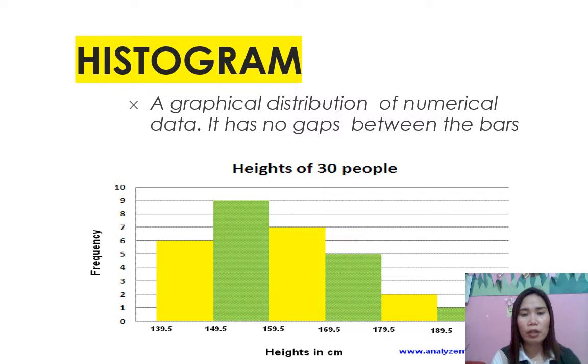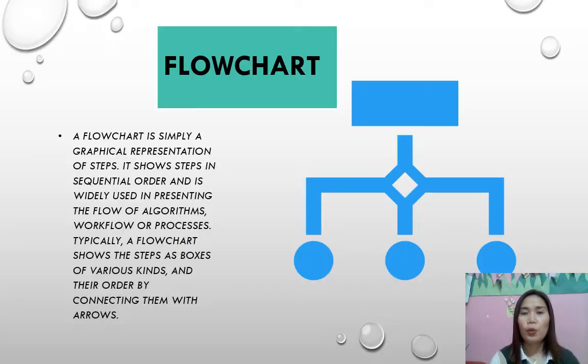So we have here an example, heights of 30 people. Okay, so it looks like a bar chart. Okay. So we are done with charts and graphs. Now let's have the flow chart.